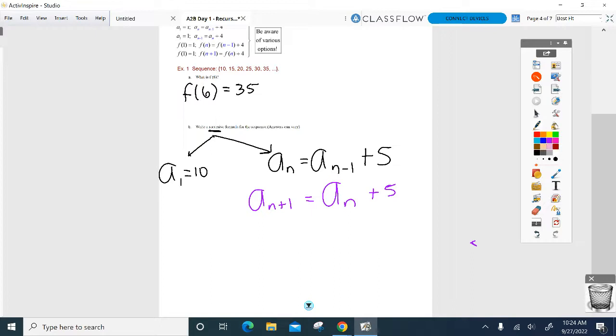All right, that's what a recursive formula is. You tell me where we're starting and what I'm doing to the previous term to get to the next. Questions? Another one.